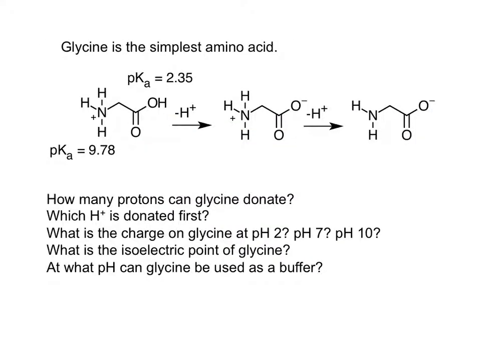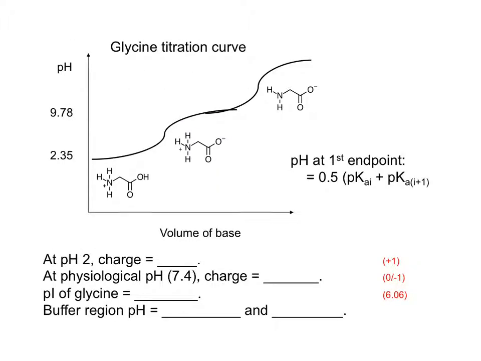Let's apply the pH, pKa, and charge ideas to glycine. So stop the video and answer these questions. So glycine can donate 2 protons. The proton which is donated first is this one. Remember that the lower the pKa, the stronger the acid. That's the one that's donated first. The glycine titration curve will help us answer the remaining questions.